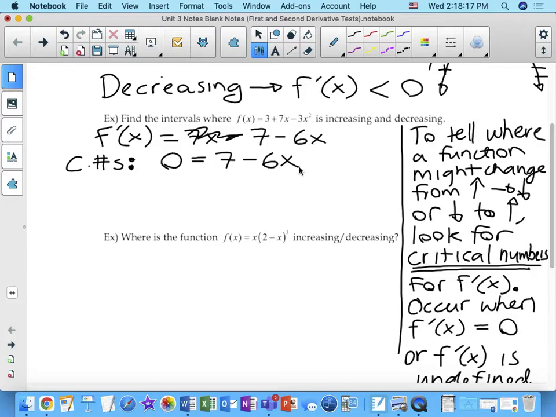In fact, because this is linear, we can actually solve it directly within the inequality. So I'll show you how to do that both ways. We can solve this one directly, but that won't be the case for the rest of them. So if we solve this, we're going to get 6x equals 7, which means x equals 7 over 6.